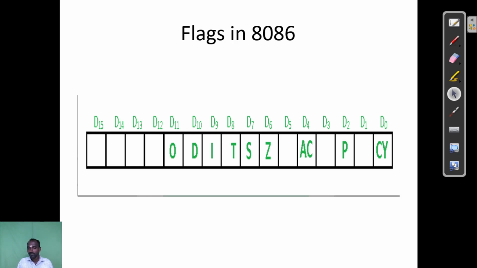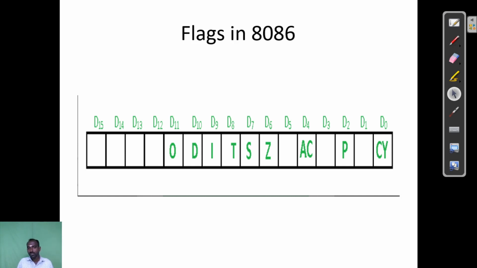The sign bit indicates, if it is 1, that means set, the most significant bit of the result is 1. Next, the last one among the arithmetic and control operation flags is the overflow flag. That means if it is set, the arithmetic operation has overflowed. That means the size of the result exceeds the capacity of the destination location. This is called the overflow flag.